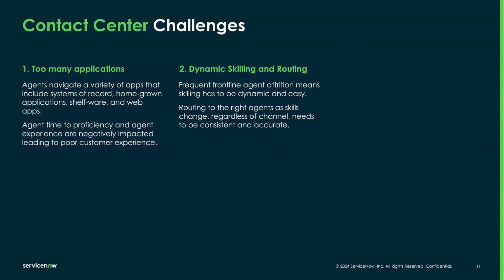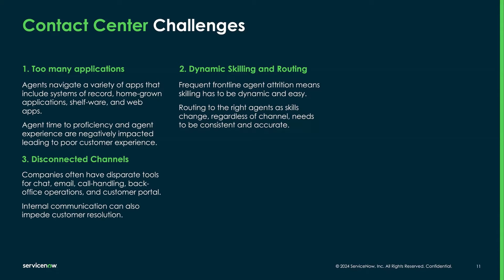It also means dynamic skilling and routing. Different tiers, different products, different services require different skill sets. These are the types of things that need to be managed inside of a contact center and can be complex. Channels, again, those channels and disparate tools, the different customer journeys that might happen, being able to stitch those together is extremely important.